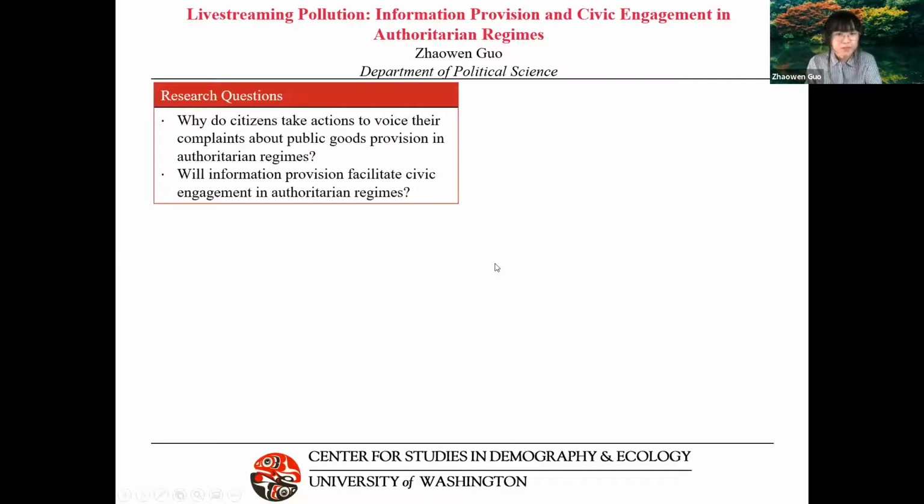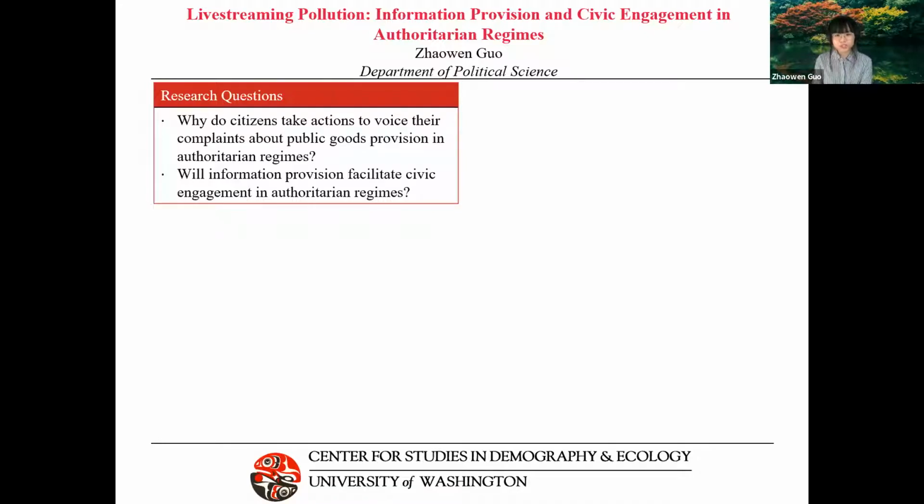This study is motivated by this question: why do citizens take actions to voice their complaints in authoritarian regimes? On one hand, they might be held back owing to foreseeable risks like repression or retaliation. On the other hand, their appeals can fall on deaf ears owing to the lack of political accountability of authoritarian governments. I boiled this puzzle down to a narrower question by zooming in on a more specific resource of civic engagement, information provision.